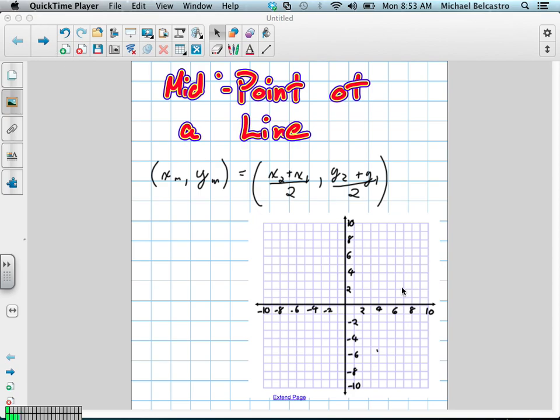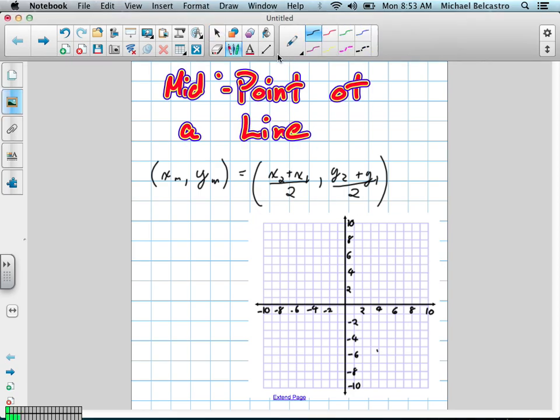We're going to go over the midpoint of a line. This formula here is going to cover the midpoint of a line. When I write x, this is a subscript, so it's not a power. We're just talking about the actual midpoint. It's an M, and the M stands for the midpoint.